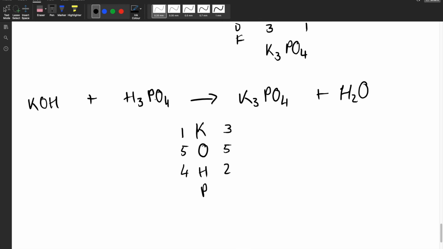And we have 1 phosphorus on this side and 1 on that side. So some of these are balanced, some of these are not. Okay. Now the first step, we're going to work our way down.